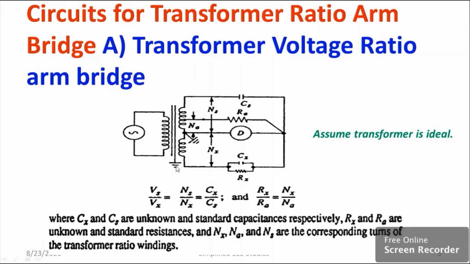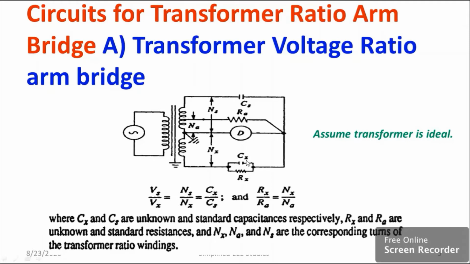That means Vs. Vs is nothing but the voltage from this point to this point. Now you need to take Vx. Vx is the value of voltage from this point to this point. So Vs divided by Vx is equal to Ns divided by Nx. Ns and Nx represent the number of turns corresponding to arm number 1 and arm number 2. That is equal to Cx divided by Cs.